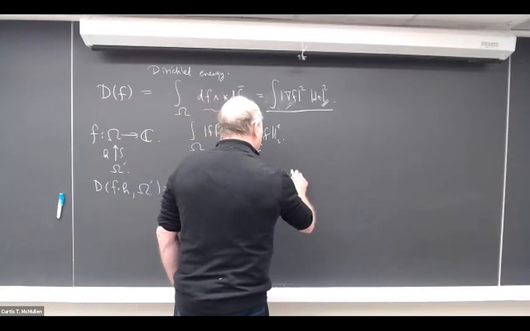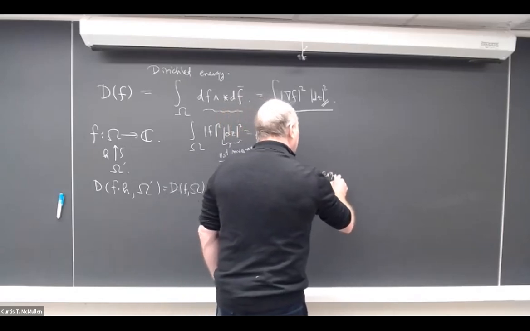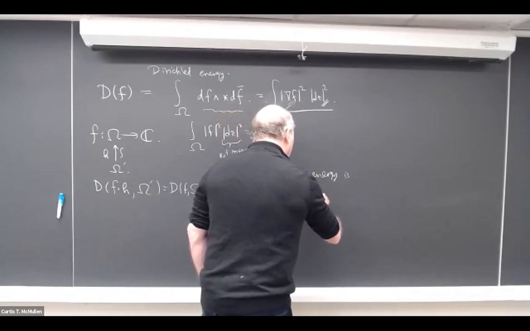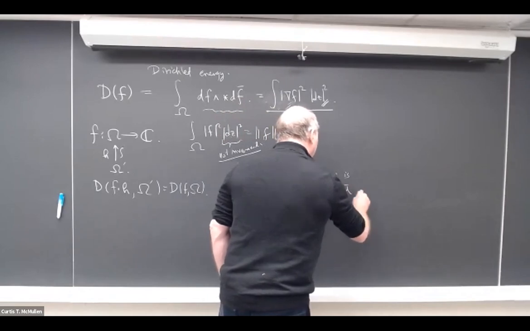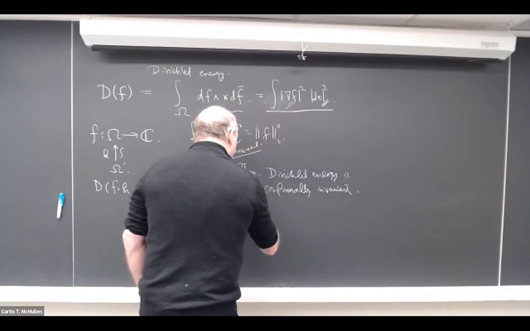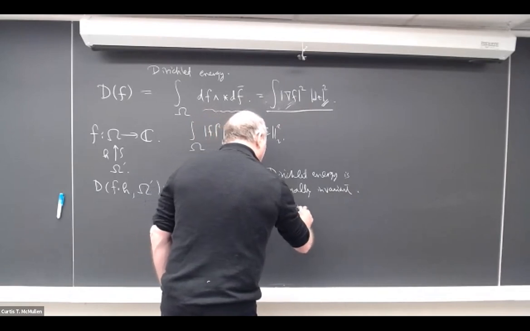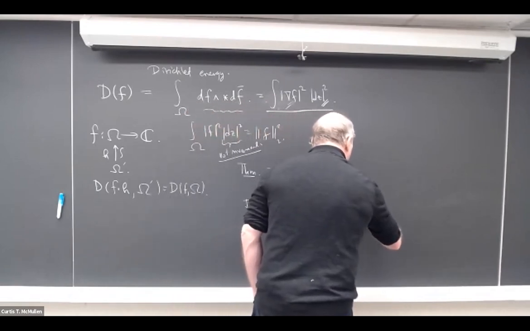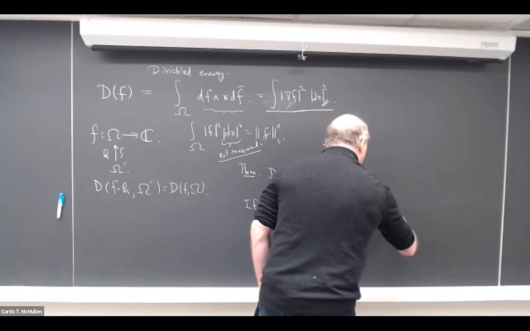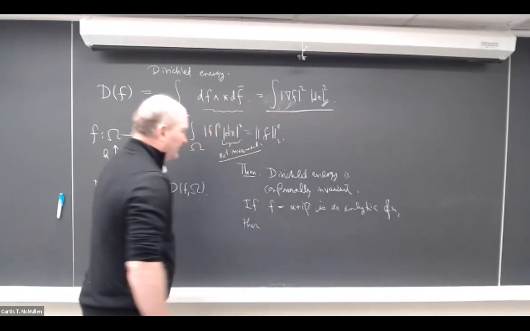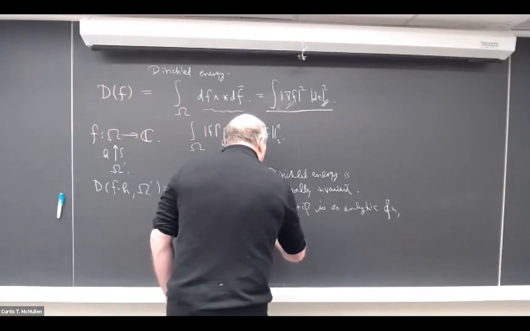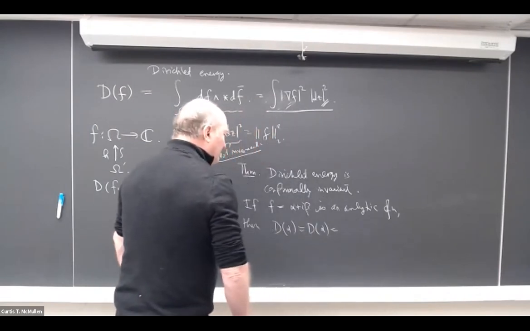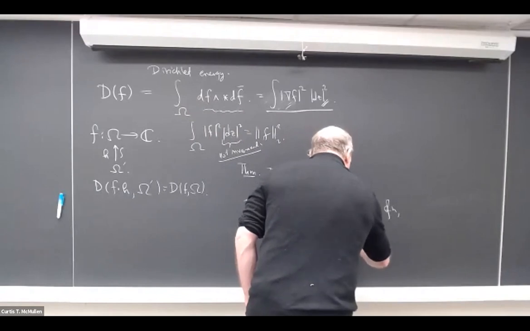The Dirichlet energy is conformally invariant, and if f equals alpha plus i beta is an analytic function, then we have two harmonic functions. Then the Dirichlet energy of alpha is the same as the Dirichlet energy of beta, and the two put together are 1/2 the Dirichlet energy of f.